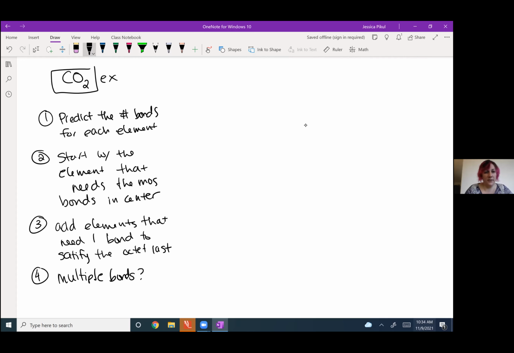So, predicting the number of bonds for each element. Carbon has 4 valence electrons. So if it's going to reach an octet of 8, and it has 4 electrons, it needs 4 other electrons that are shared with it. And so that's going to be the number of bonds that it tends to form. Not always. Sometimes there's a negative charge, and so things are different. Or sometimes it does something weird, kind of like ozone. But this gets us through a lot of structures. Oxygen has 6 valence electrons, so for it to reach an octet, it's going to need 2 bonds.